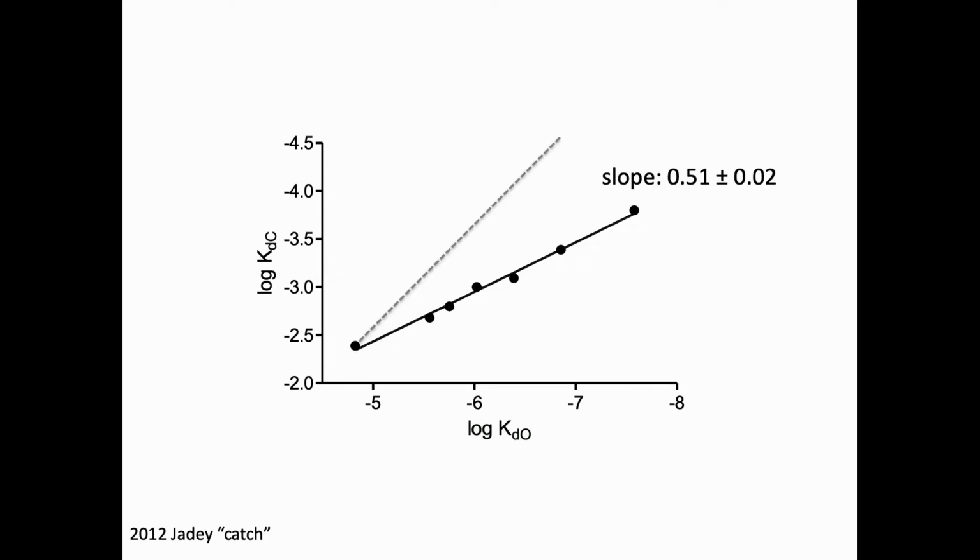The reason we were surprised is we knew that the binding to O would be stronger than to C. That means to the right of this dashed line. But we had no idea that there would be such a tight linear relationship, and moreover, with a slope of 0.5. That troubled us because we didn't know why we would get exactly 0.5. So we thought it was an artifact for quite a few years. We sat on this. We didn't know what it meant.